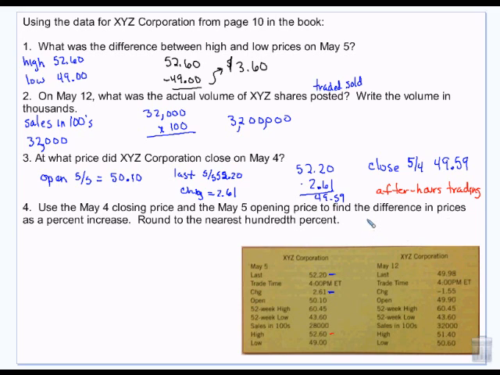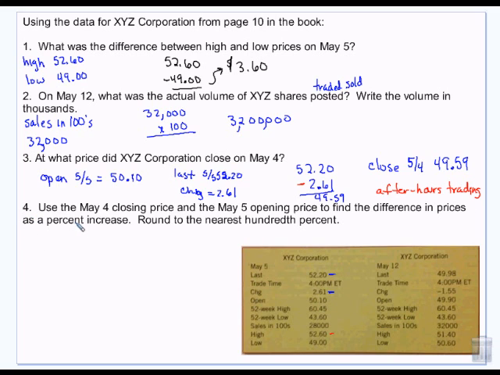Does that make sense? So we need to look at the last and the closing price and the change, because the closing price of today versus the closing price of yesterday is where that change comes in. If it had been negative, I would have added. Because it was positive, I subtract. Okay? And so I want to use the May 4th closing price, that's 49.59, and the May 5th opening price. There was a difference there. There was after hours trading.